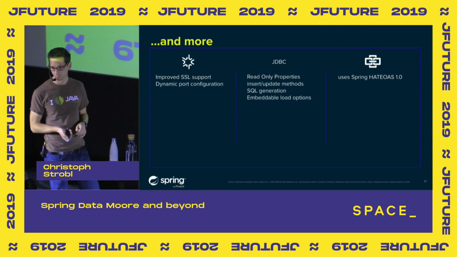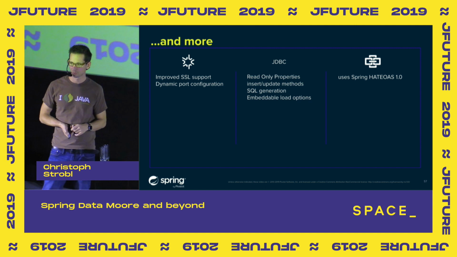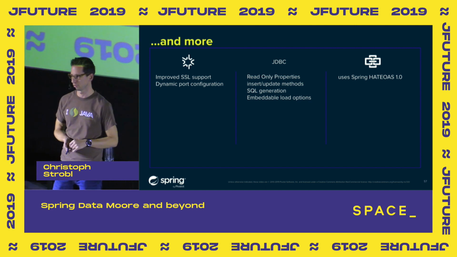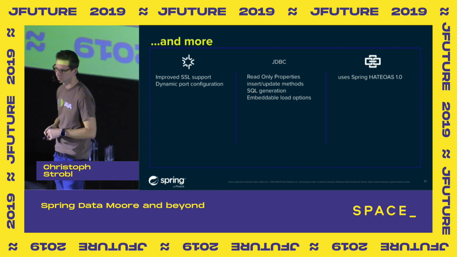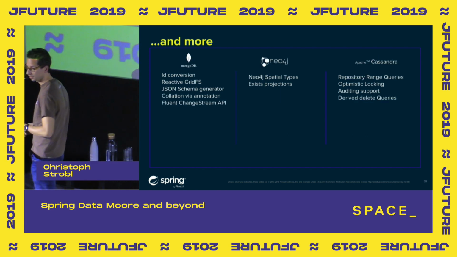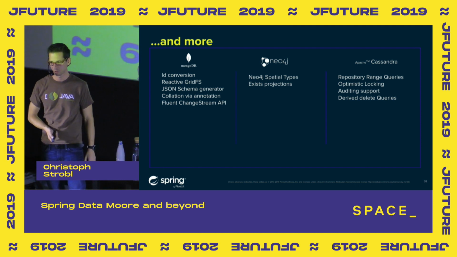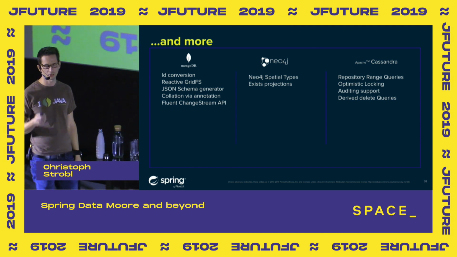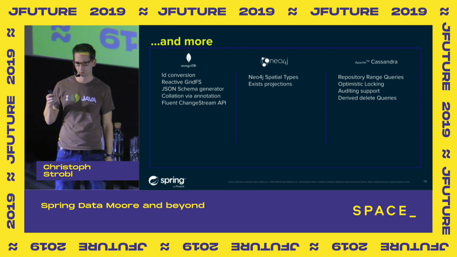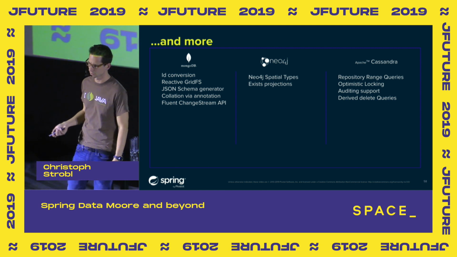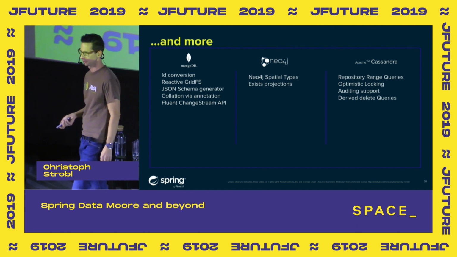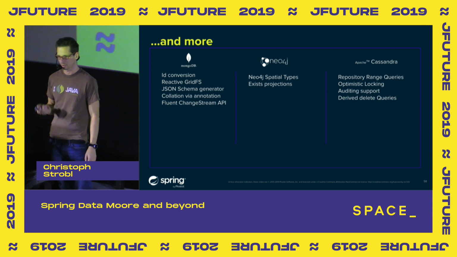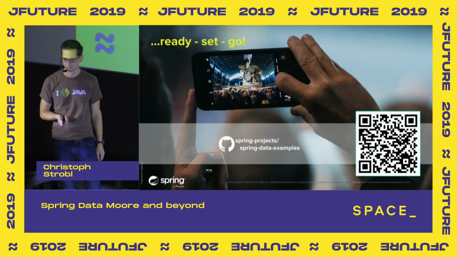Yeah, Spring Data REST now uses HATEOAS 1.0, which went GA after I don't know how long being in 0.8 state. We got MongoDB with the ID conversion, Reactive GridFS. We got JSON schema generation. We got you covered if you want to use field level encryption of MongoDB 4.2 server. That's all in there. Neo4j has spatial types, and so on and so on.